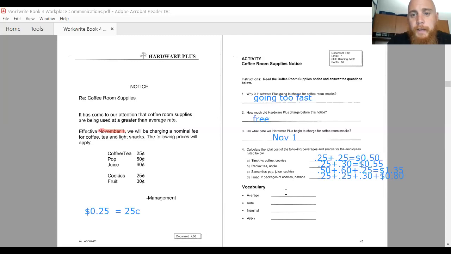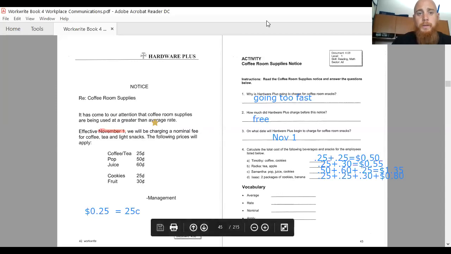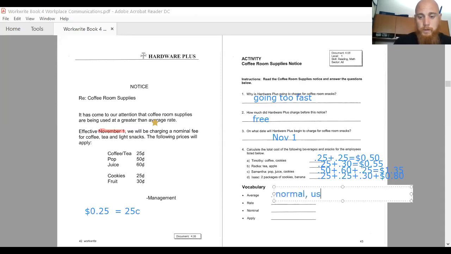Now, my favorite part, the vocabulary. Just like in the last video, I told you when we're doing the vocabulary in a Workwrite activity, you want vocabulary in context. So no dictionary definition. Best strategy is to just find another way to say the word, like a synonym instead of a definition. So first we have to find them all. So average. In this document, it says being used at a greater than average rate. So another way to say that would be more than usual or more than normal. So we can put the word normal. Average is normal or usual.